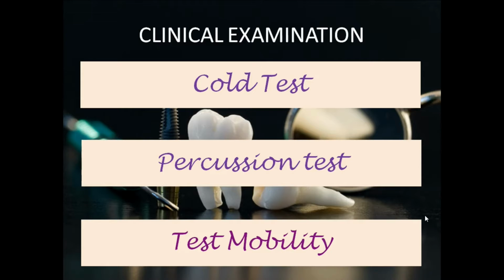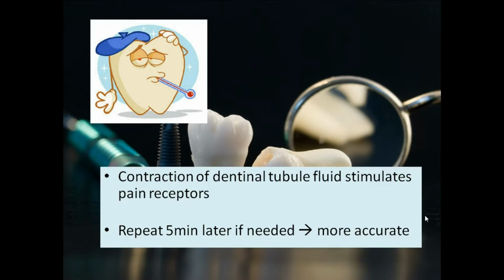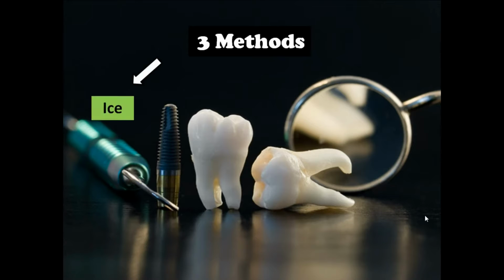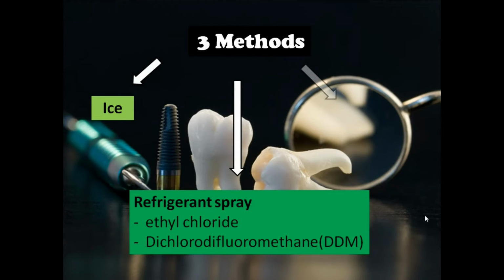For clinical examination, we can start off with the cold test. The cold test will cause contraction of dentinal tubule fluids, which will stimulate the pain receptors in the patient. It can be repeated 5 minutes later if needed for more accurate results. There are 3 methods. First is the ice method, the refrigerant spray method, and the carbon dioxide snow method.